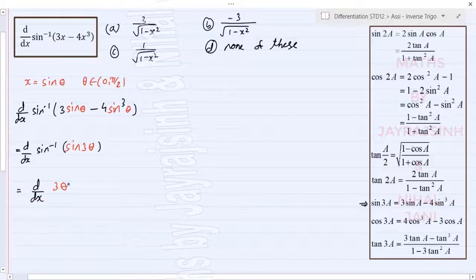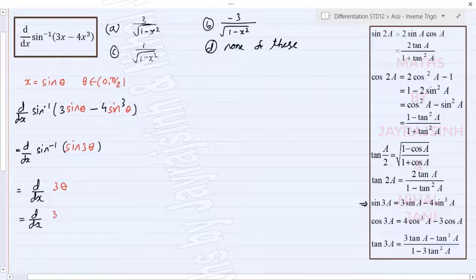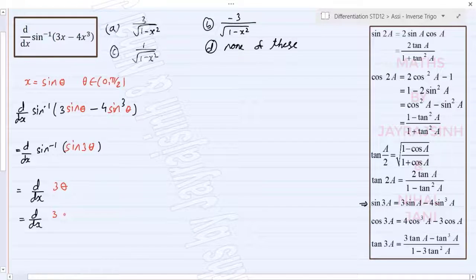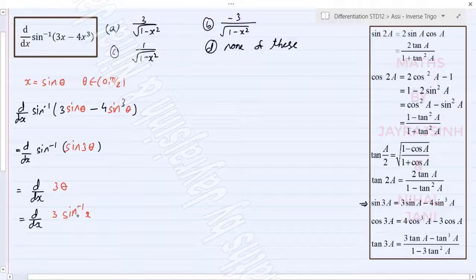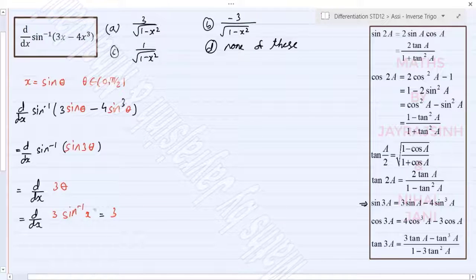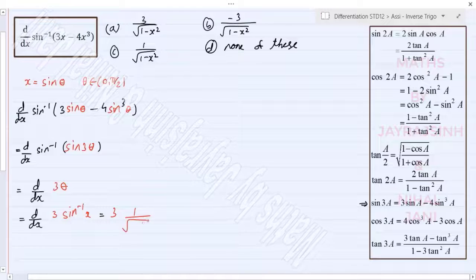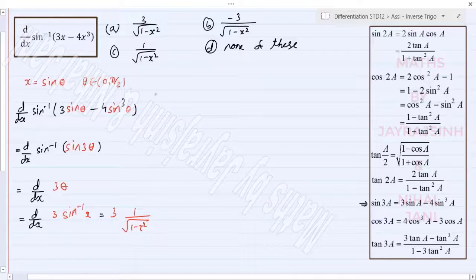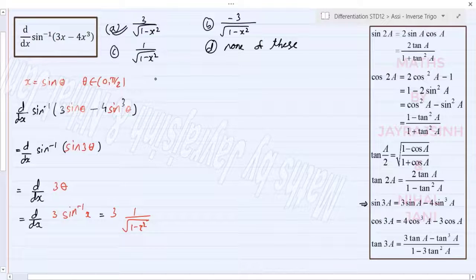But we should convert this theta in terms of x. Instead of theta, we have to write sine inverse x. So here we just have to differentiate 3 sine inverse x, because 3 is a constant, we don't have to worry about it, and the differentiation of sine inverse x is 1 upon under root of 1 - x^2. So ta-da! Option A is your final answer.